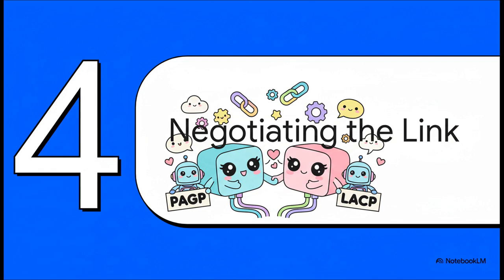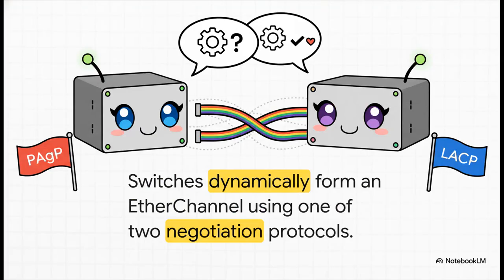They don't just do it on their own. They have to talk to each other. They have to negotiate. And for that little chat, we have 2 main protocols they can use. And this negotiation part is super important. It's like a handshake that lets the switches double-check that all the settings match on both ends before they build the channel. It's a great safety check to prevent problems.